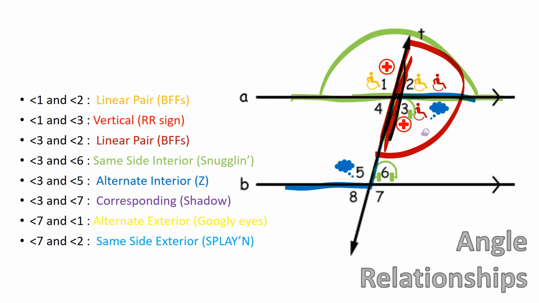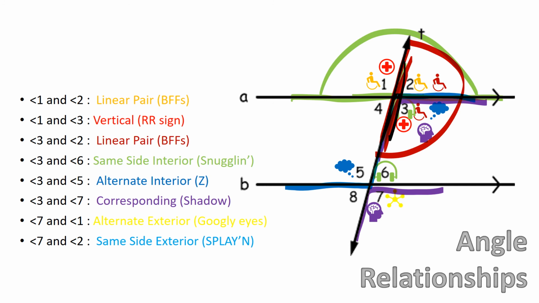Then we got corresponding. So here's angle 3, here's angle 7. They are both on the bottom of the parallel and to the right of the transversal. So they match, they create a shadow, it's corresponding.